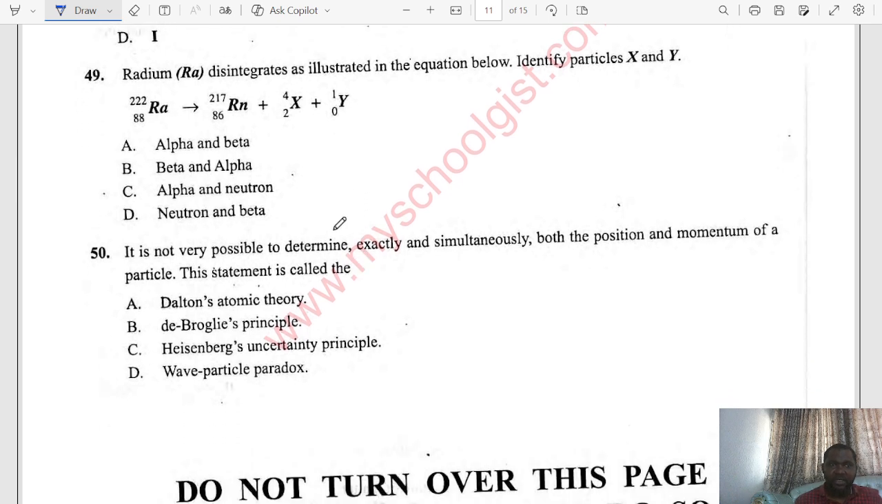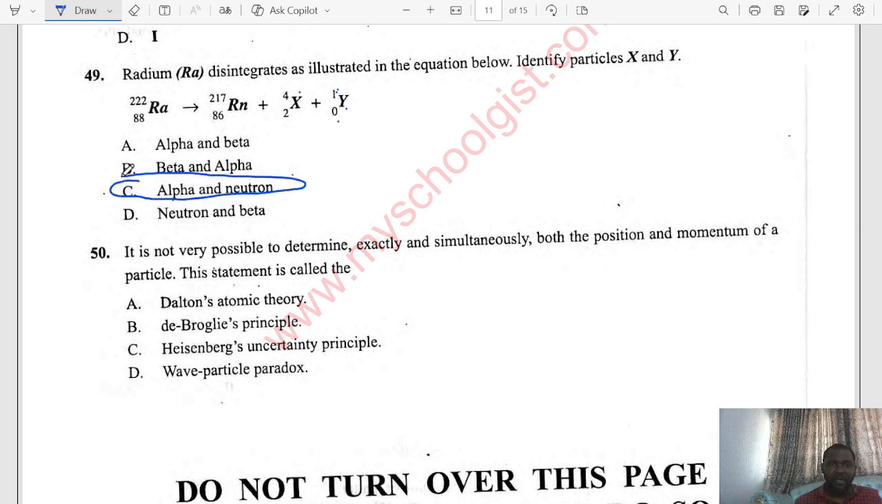Now number 49 says radium disintegrates as illustrated in the equation below. Identify particles X and Y. Well, I think this is easy. Particle X is definitely alpha particle. Particle Y is neutron, which has a mass number of 1 and atomic number of 0. So the answer is alpha particle and neutron.